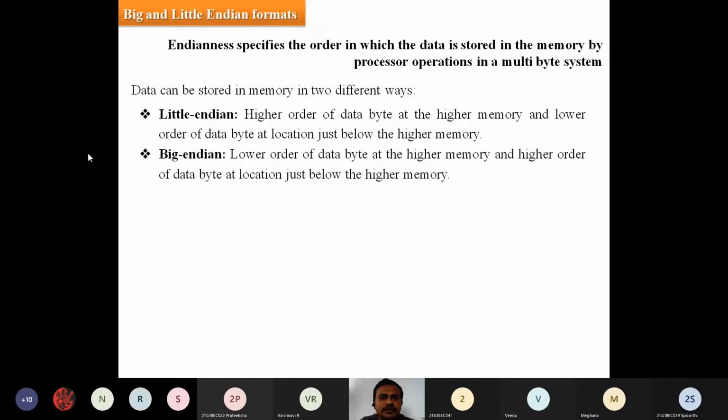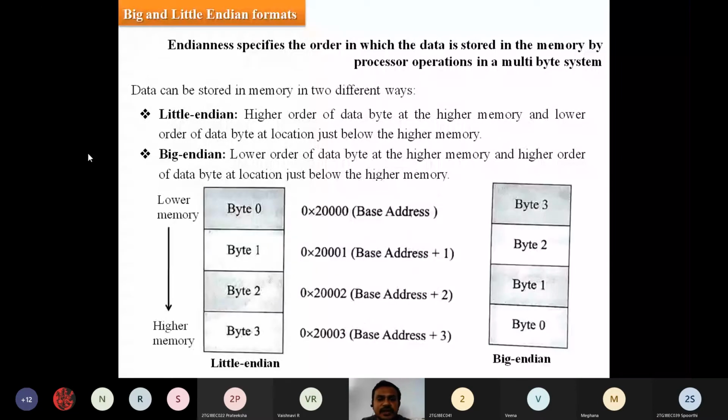What about Big Endian? It is the reverse of Little Endian. It means the lower order data byte at the higher memory and the higher order data byte at the location just below the higher memory. Below the higher memory, obviously we are going to find lower memory locations. So Big Endian provides storage of the lower byte in the higher memory locations, and the higher byte data is stored in the lower memory locations. This concept will be clarified with these diagrams.